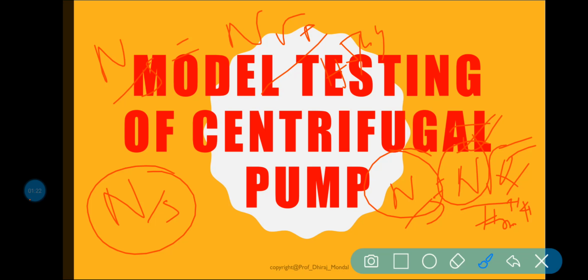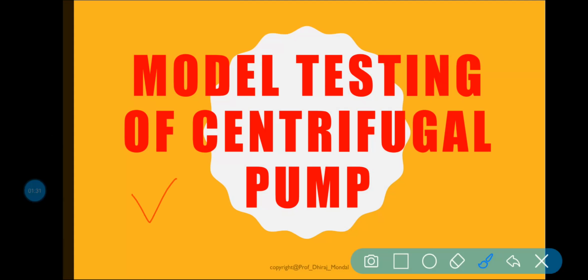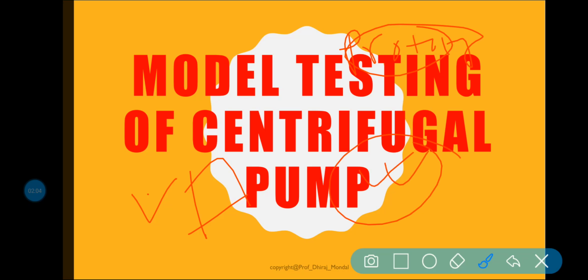Do you know what we mean by model testing of centrifugal pump? Basically, before manufacturing the large size pump, there are models which are in complete similarity with the actual pump, and this actual pump is also called the prototype. So before manufacturing the large size pump, models which are in complete similarity with the actual pump are made, tests are conducted on the models, and the performance of the prototype is predicted.